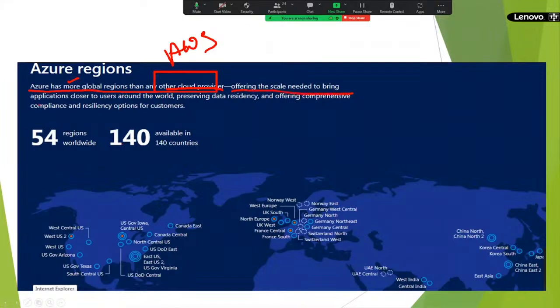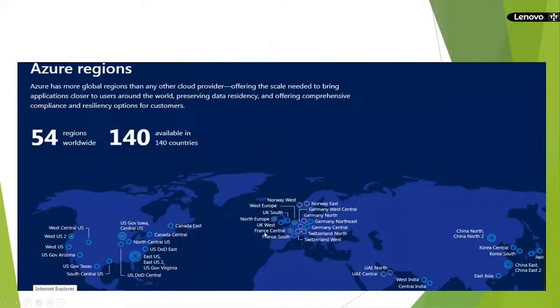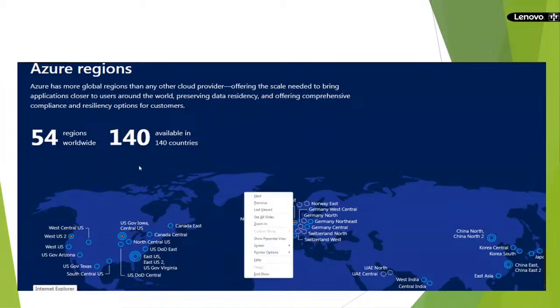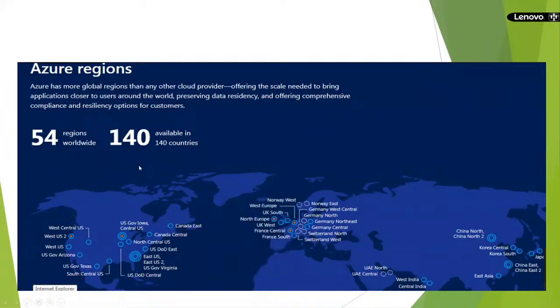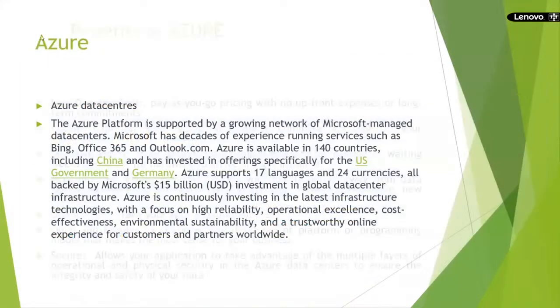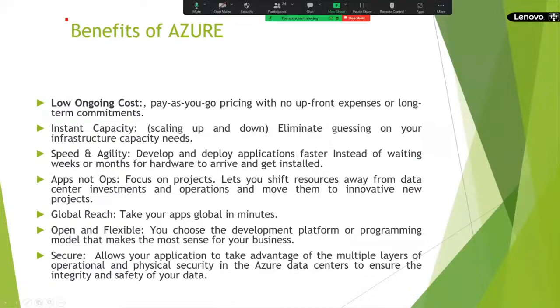Offering scale, you need to bring your application closer to customers. So applications are closer to customers. If there are any issues, they can sort them out immediately, with low network latency. They provide good support if you are facing any issues. Because of that, Azure has a lot of demand in the market. Most of the clients are migrating from AWS to Azure as well. So what are the benefits of Azure?